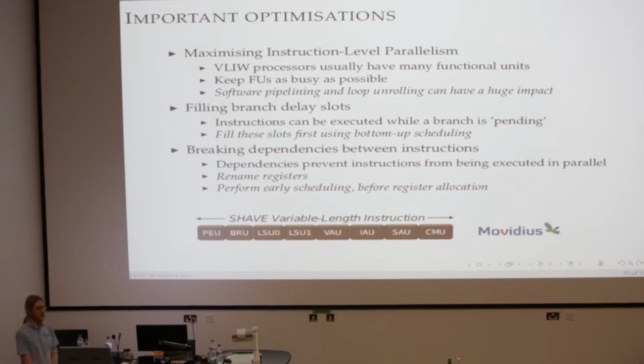Usually in this kind of architecture, your branches have delay slots, which means that when you execute the branch instruction, it doesn't take the branch immediately, but you have a few cycles of delay.